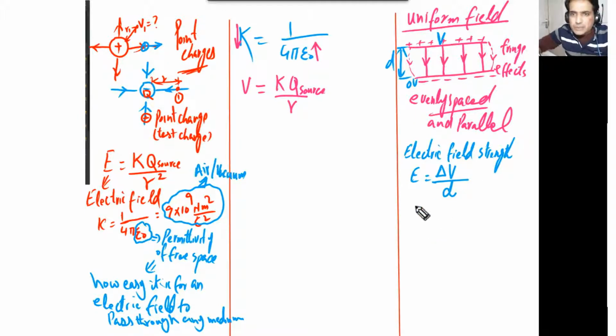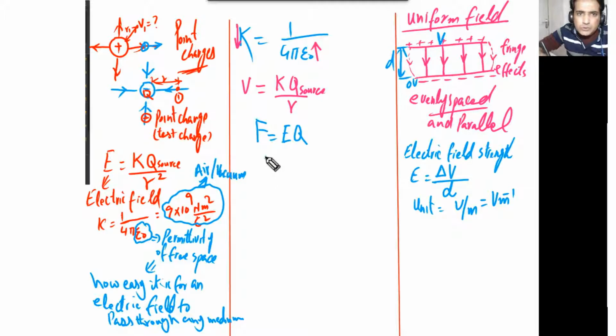In this case, if I ask what the unit of electric field is, the unit will simply be volt per meter. But we can also write the electric field in terms of force: F is equal to E times Q, the charge you place inside the electric field. So we can also say that E is equal to F over Q.